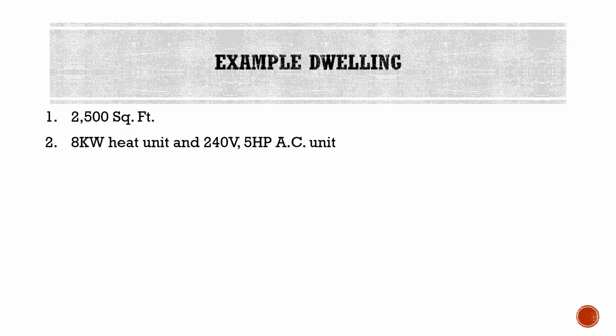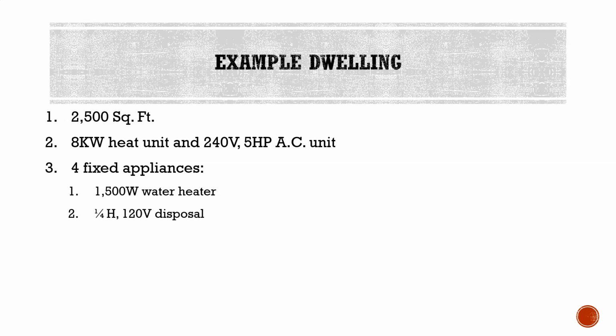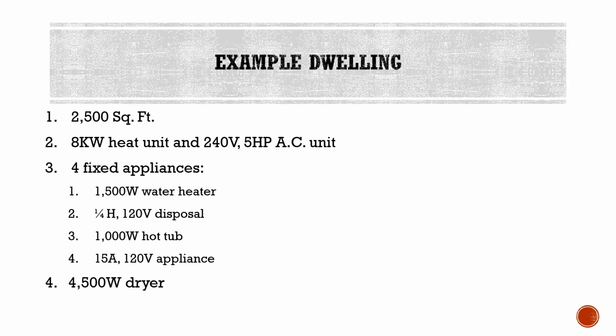So here we have an example dwelling. It's going to be 2,500 square feet. It's going to have an 8 kW heat unit and a 240 volt 5 horsepower single phase AC unit, 4 fixed in place appliances: one 1,500 watt water heater, a quarter horse 120 volt disposal, a 1,000 watt hot tub, and another 15 amp 120 volt appliance, a 4,500 watt dryer, and a 14 kW cooking unit, whether it be a range, oven, whatever you may have.